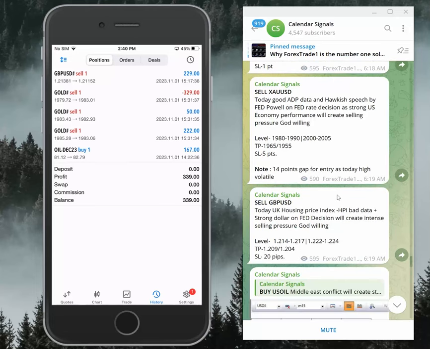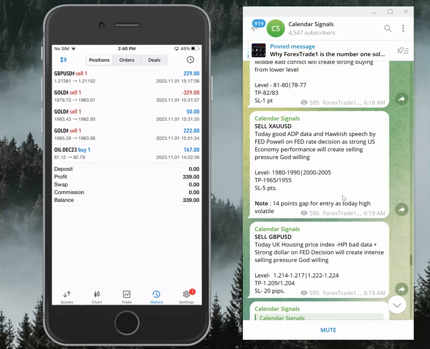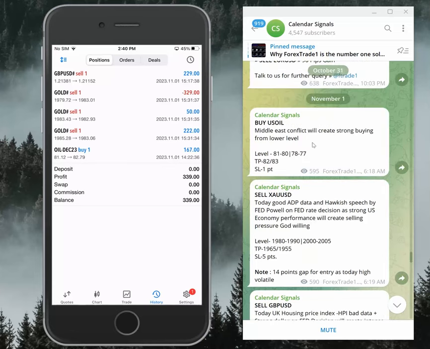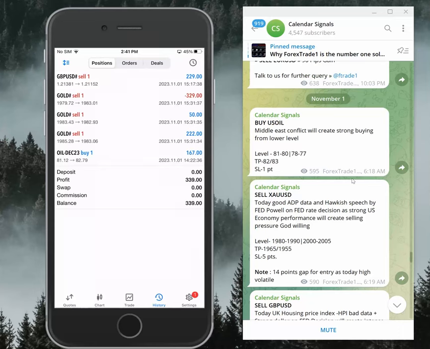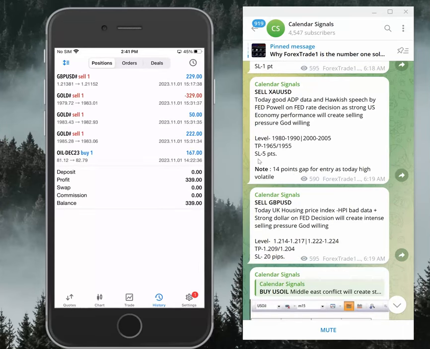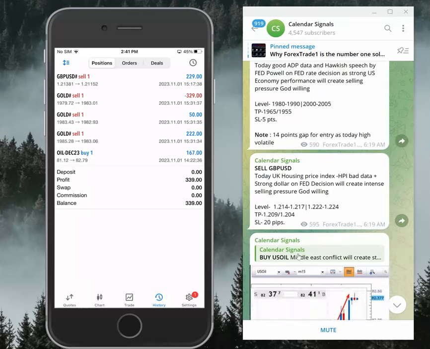All these signals given on this channel are based on calendar signals, and along with the signal we also mentioned the calendar signals and our prediction, and we have given the level, target, and risk of 5 points, for example gold, and for currency pairs it is 20 pips risk.